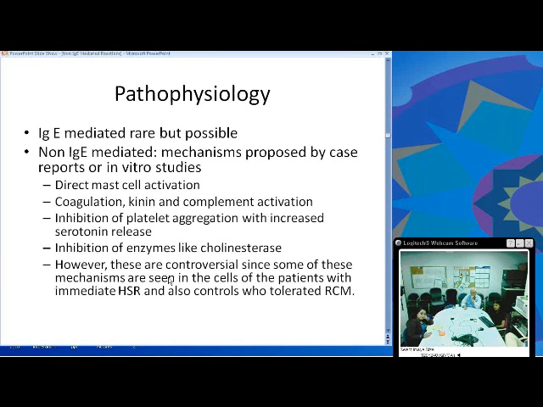So the pathophysiology: IgE-mediated reactions are very rare, but they are still possible. Non-IgE-mediated reactions are more common, and the mechanisms proposed for radiocontrast media are that they can cause direct mast cell activation, and they can activate the coagulation, kinase, and complement pathways. They can inhibit platelet aggregation with increased serotonin release, causing similar reactions, and inhibit enzymes like cholinesterases. So a lot of mechanisms have been proposed, but they are all controversial because these mechanisms occur in the cells of the patients with the immediate hypersensitivity reactions, but they also occur in the controls who have tolerated the radiocontrast media.